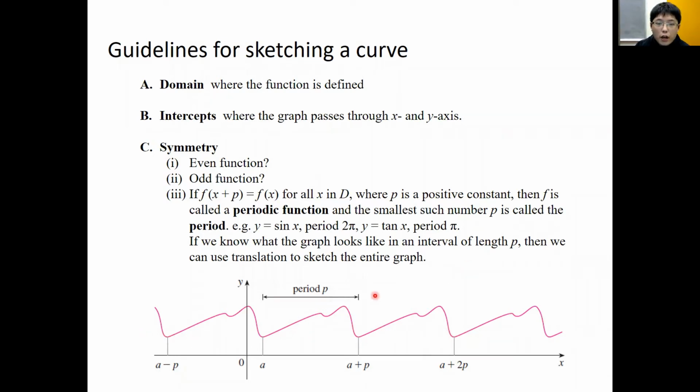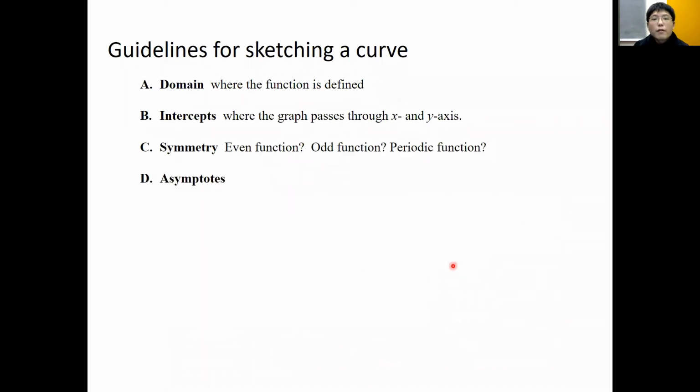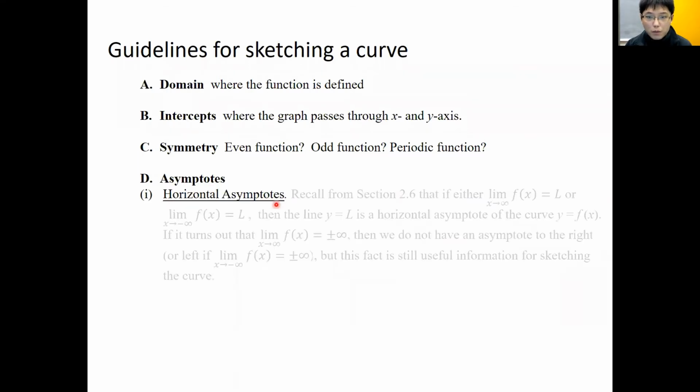So this is the third case when symmetry helps in simplifying the process of graph sketching. Okay, so these are the three types of symmetries we should investigate for all the functions we want to sketch. The next step is to determine the asymptotes. The first type of asymptote we should investigate is the horizontal asymptotes.